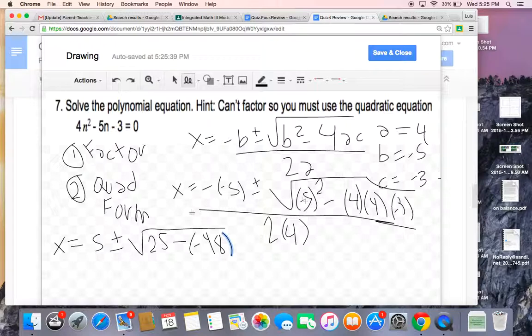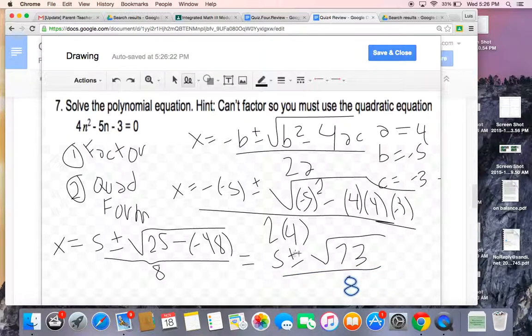So again, I have a minus, I'm subtracting, but I'm doing order of operations to do 4 times 4, 16 times negative 3, negative 48. Then over 2 times 4, which is just 8. So I'm going to have 5 plus or minus, I'm almost done, and then 25 minus 48. What is minus a negative? That's plus. So I'm going to have 25 plus 48, and that's 73. So 25 minus negative 48 is 25 plus 48, which gives me 73, and that's over 8.